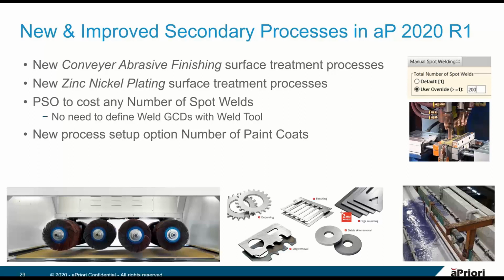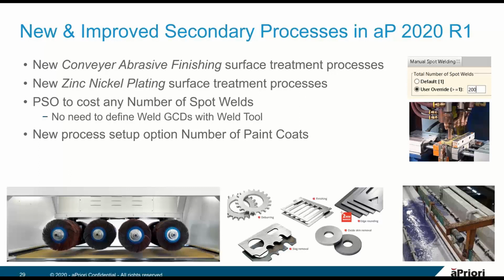And then we've also included a new electroplating process, zinc nickel plating, in the surface treatment process group. Zinc nickel plating is commonly used in the aerospace industry because it provides superior corrosion protection, even more so than just zinc plating or nickel plating alone, which we already had in our baselines. It's also more environmentally friendly.